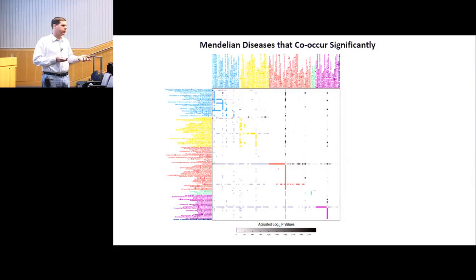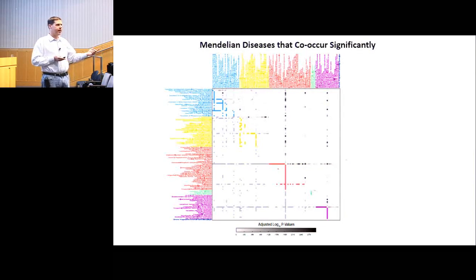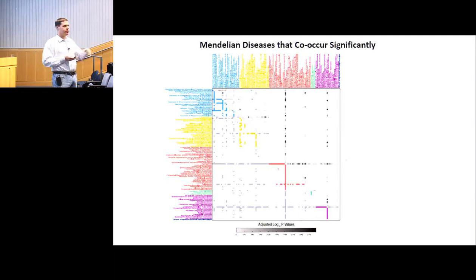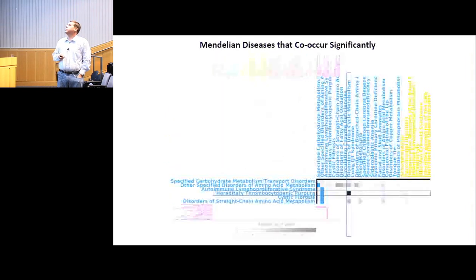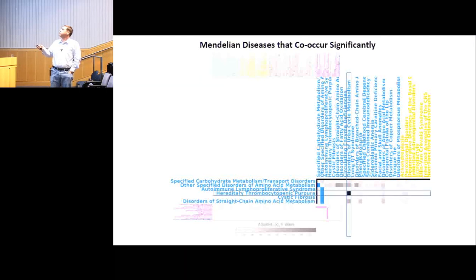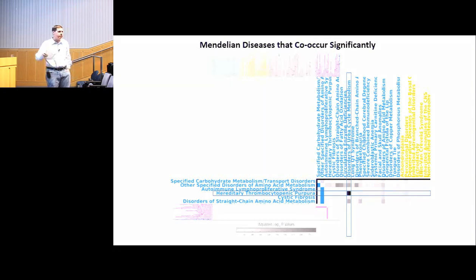So let's say we had an individual with three diagnoses, then they would have A and B, A and C, and B and C. Those would all be co-occurring. So this is just showing that Mendelian diseases co-occur significantly. You can see here's an example of urea cycle metabolism and thrombocytopenic purpura having a high significance. So we see a lot of this kind of structure.